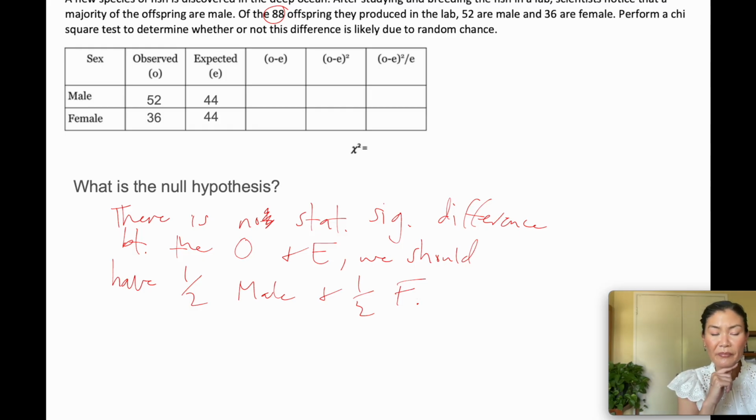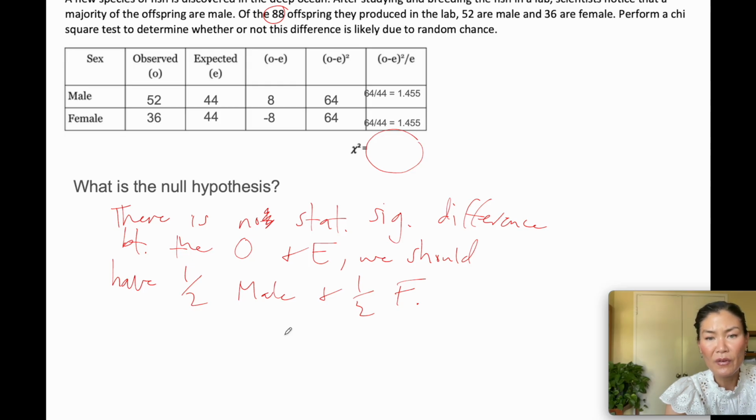Okay, so then if this number right here, our chi-square value, is less than the critical value, then therefore our null hypothesis is accepted. We fail to reject it. Okay, so let's do the math. O minus E is 8. O minus E is -8. And when we square it, it's 64. And then the last thing we do is divide our number by the expected, divide it by 44. And we get 1.455, and chi-square is the sum. It's a sum of these values, which is 2.91, okay?